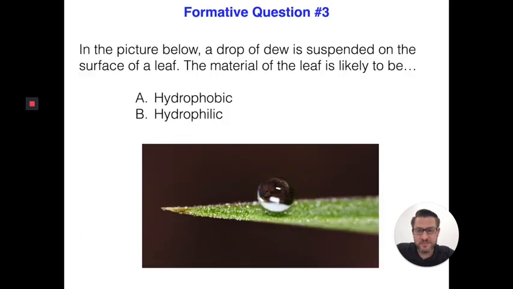So another question. In the picture below, a drop of dew is suspended on the surface of a leaf. The material of the leaf is likely to be A, hydrophobic, or B, hydrophilic.